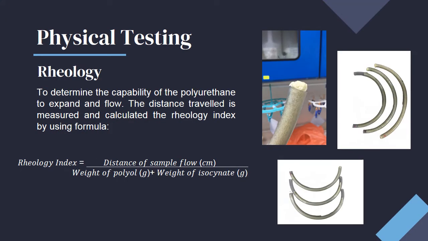Third physical testing is rheology. The mixture of polyol and isocyanate is poured into a clean tube in the direction opposite to the gravity of Earth. The tube must be held upright to ease the flow of the polyurethane. Rheology is to determine the capability of the polyurethane to expand and flow. The distance travelled is measured and the rheology index is calculated by using the formula given.